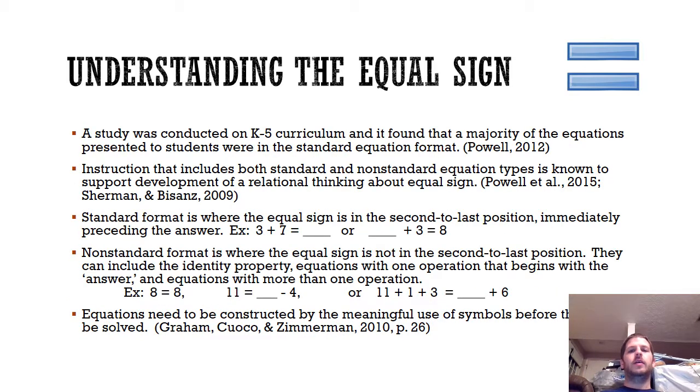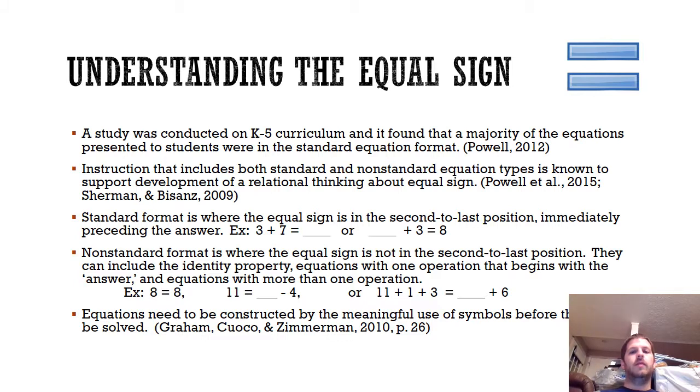A study was conducted on K-5 curriculum that found that a majority of the equations presented to students were in the standard equation format. Instruction that includes both standard and non-standard equation types is known to support development of a relational thinking about equal signs. Standard format is where the equal sign is in the second to last position, immediately preceding the answer. For example, 3 + 7 = blank, or blank + 3 = 8.